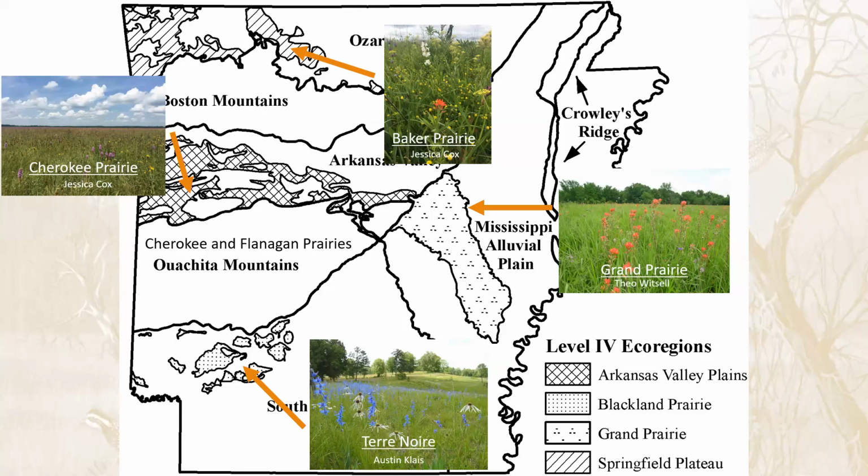Moving a little bit further south, we run into the Arkansas River Valley Plains. So Cherokee Prairie, Flanagan Prairie, and Mazard Prairie are all located in this area. Moving a little bit further east, we have the Grand Prairie and the Mississippi Alluvial Plain. And then finally, moving down into the southwest corner of the state is where we find our Blackland Prairie. Tierra Noir is located here, and it's a really great example of the beauty of our Blackland prairies.